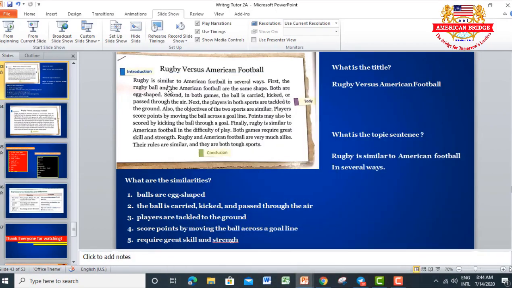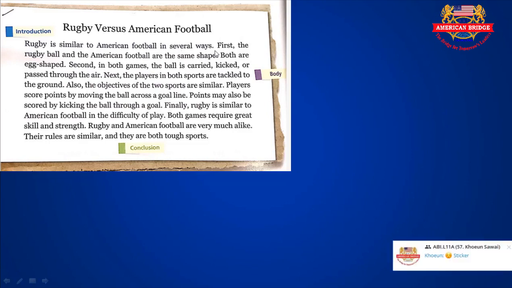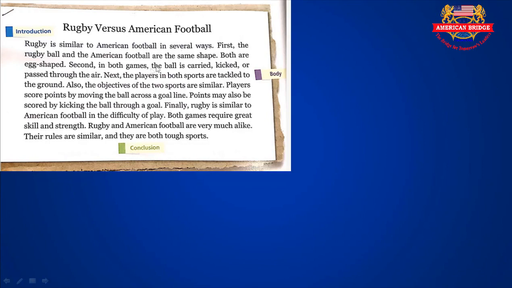Okay, now go back to our slide. Rugby is similar to American football in several ways. You can see in the picture that they use the ball, the same, but a little bit different is that one wears the helmet. You want to see the similarity between rugby and American football, and also some of the differences. First, the rugby ball and the American football are the same shape, oval, both egg shape.